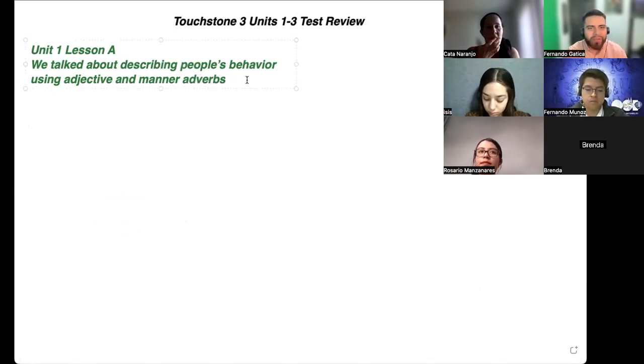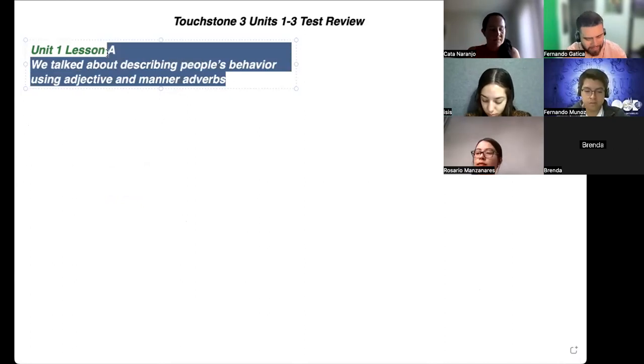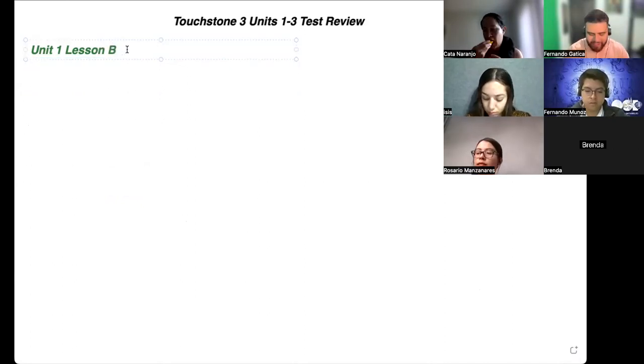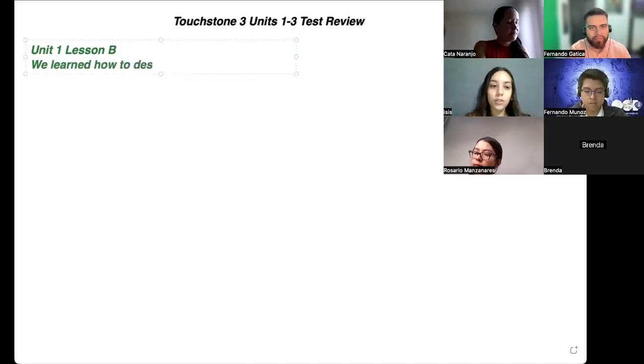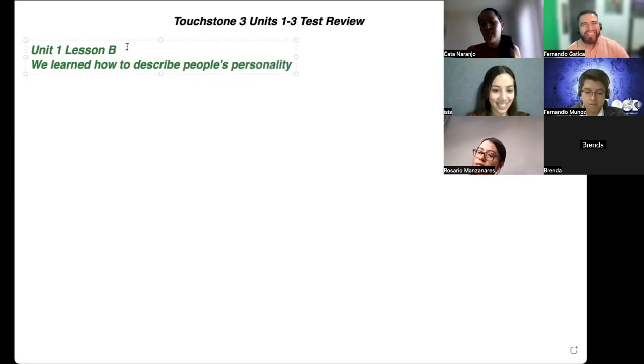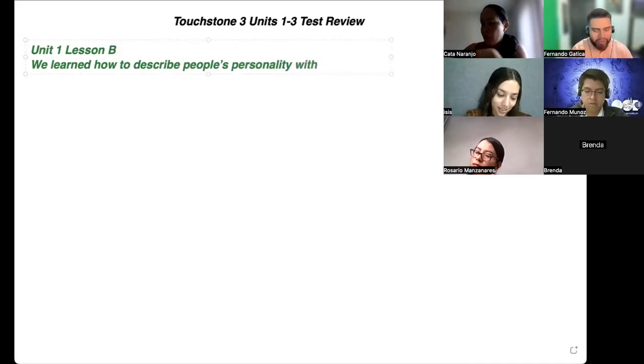Well, in that case, let's go to Unit 1, Lesson B. Easy. So what do we talk about in Unit 1, Lesson B? Describe people. Personality. Yes. Personality. All right. We learn how to describe people's personality with more complex words, con palabras más complejas, no? Because we practice this in level 1 too.